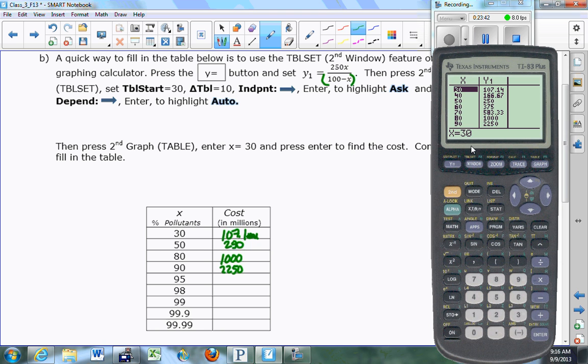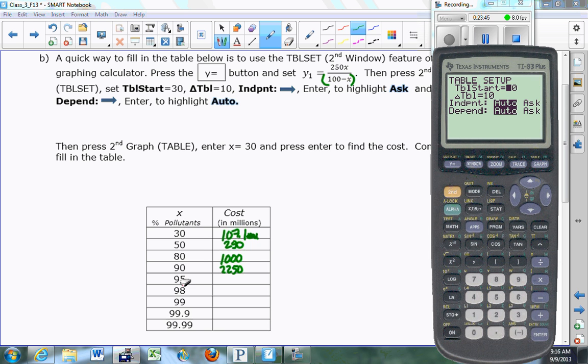So if I go back to my table, I want to start now at 95. So I'm going to go back and set this at 95. I'm going to increment by, say, 1. But now I'm going to ask it. I'm going to go in and actually say, the calculator is going to say to me, instead of giving me a table, what do you want me to figure out? So it's saying whatever amount of pollutants I put in, you're going to tell me what it is. I'm not going to automatically figure it out. But I will spit out the value of the cost.